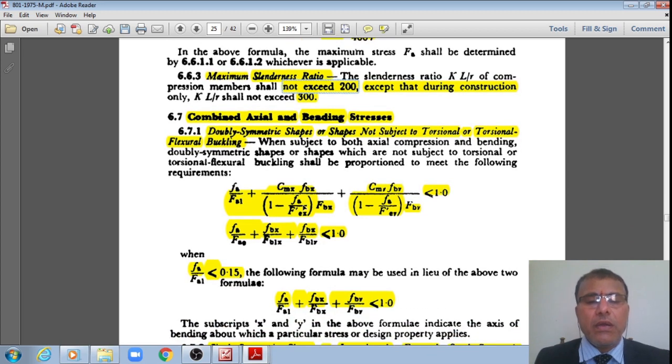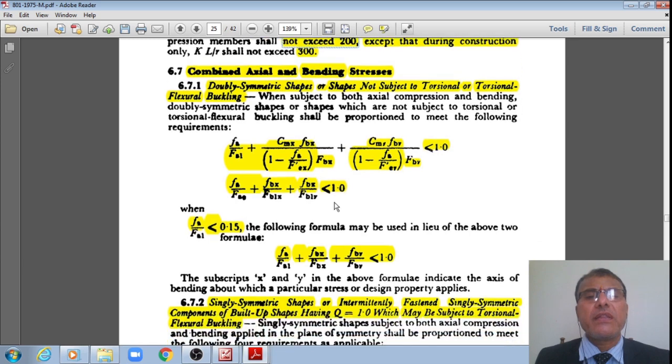Now let us see the next subheading, combined axial and bending stresses, students, right? I hope you are understanding the discussions. Doubly symmetric shapes are shapes not subjected to torsional or torsional flexural buckling. Then fa divided by Fa1 plus Cmx multiplied by fbx divided by (1 minus fa divided by F prime Ex) multiplied by Fbx plus Cmy multiplied by fby divided by (1 minus fa divided by F prime Ey) multiplied by Fby. This ratio, this is actually a unity check, should be less than or equal to 1. That is what is called a unity check, right?